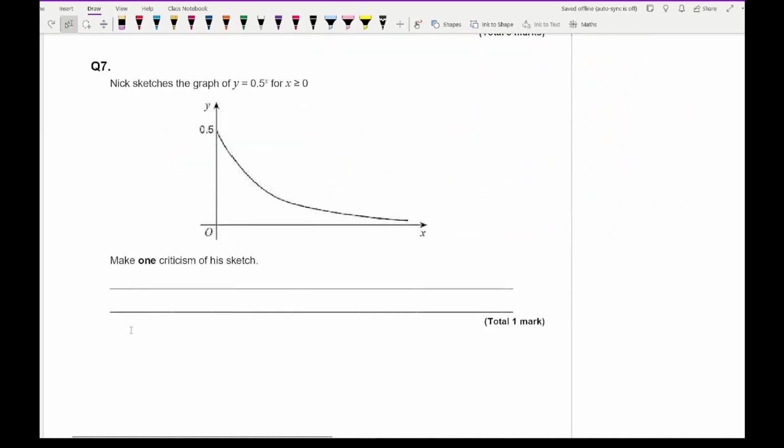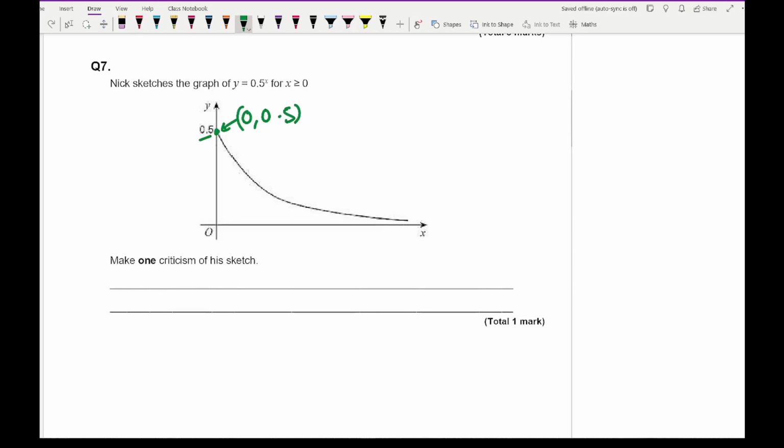Then moving on to question 7, it says Nick sketches the graph of y equals 0.5 to the power of x, where x is greater or equal to 0. Make one criticism of his sketch. So the key criticism here is that the only point I know, which is this point here, so let's check that this point is 0.5 to the power of 0, so that's the point there.